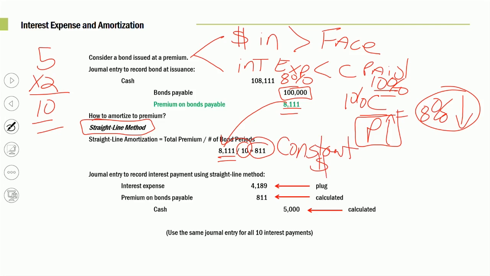So notice our credit to cash, here's our coupon paid, $5,000. That would be your face value, $100,000, times our 10%, times a half, piece of cake. But that is not our interest expense. Notice our interest expense is less than that, $4,189. That interest expense there is going to be my plug figure.